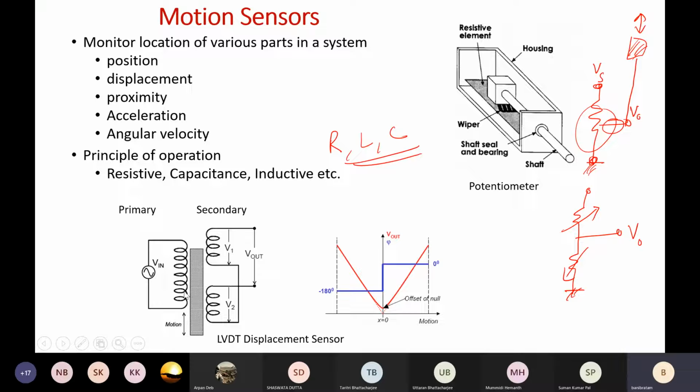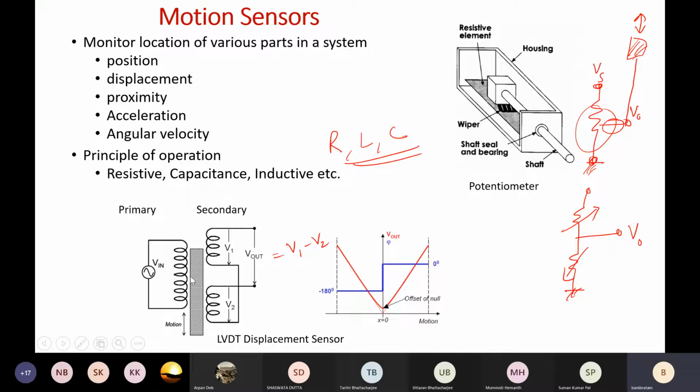Here we have one primary coil. Contrary to the conventional transformer, where we have one primary and one secondary, in the case of LVDT we have one primary and two secondaries, and those two secondaries are connected in series opposition. You can see this is one secondary, this is another secondary, they are connected in series opposition. Series opposition means effectively the V output you can consider as V1 minus V2. Okay, because of the connection of these two secondary coils.